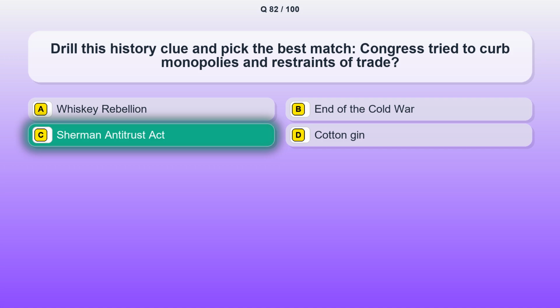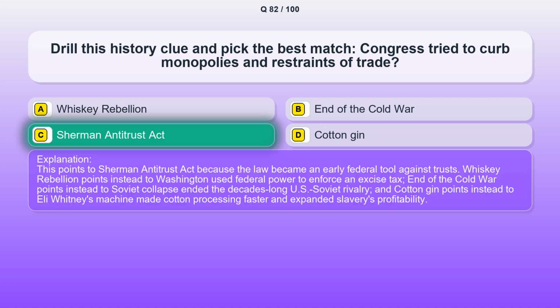The correct answer is option C, Sherman Antitrust Act. This points to Sherman Antitrust Act because the law became an early federal tool against trusts. Whiskey Rebellion points instead to Washington used federal power to enforce an excise tax. End of the Cold War points instead to Soviet collapse ended the decades-long US-Soviet rivalry, and Cotton Gin points instead to Eli Whitney's machine made cotton processing faster and expanded slavery's profitability.